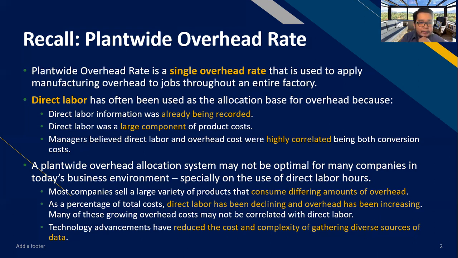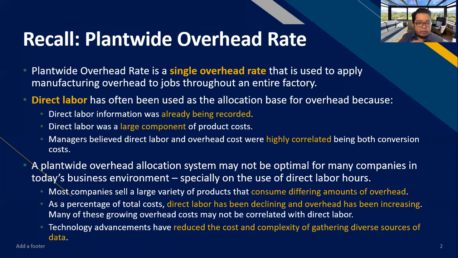Why? Number one, most companies sell a large variety of products that consume differing amounts of overhead. There might be so many products that it might be quite obvious that one product uses more overhead than another, even though it uses more labor. That's simply the case because of the large variety of products. It's simply possible that overhead and direct labor won't have the same direction in terms of usage.